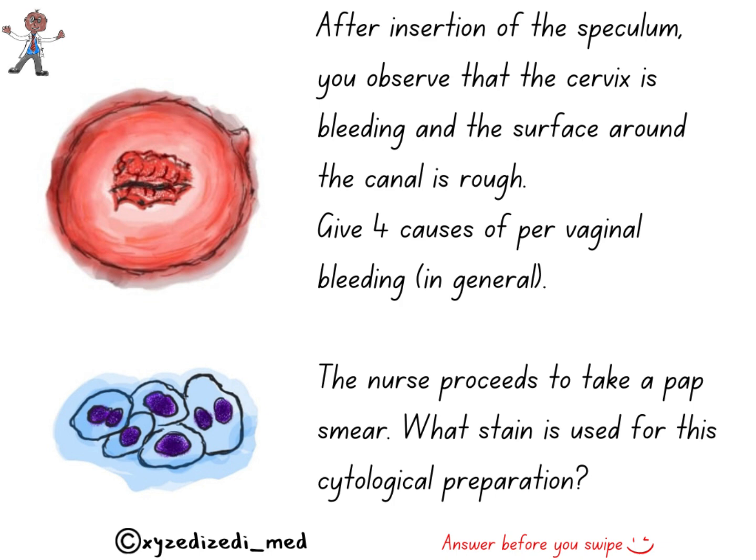After insertion of the speculum, you observe that the cervix is bleeding and the surface around the canal is rough. Give 4 causes of pervaginal bleeding in general. The nurse proceeds to take a pap smear. What stain is used for this cytological preparation?